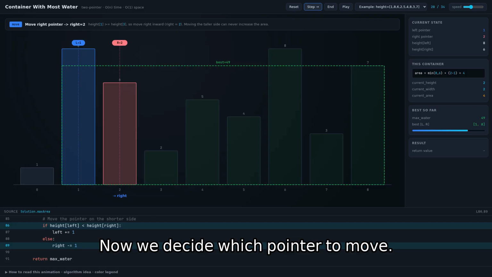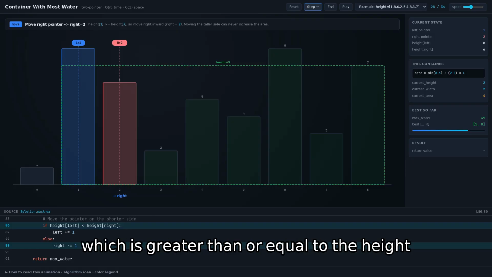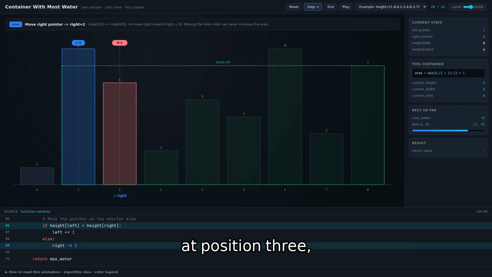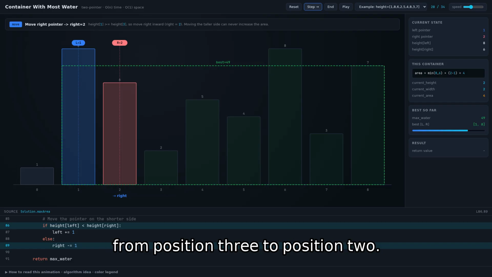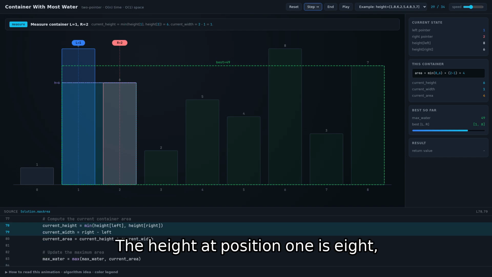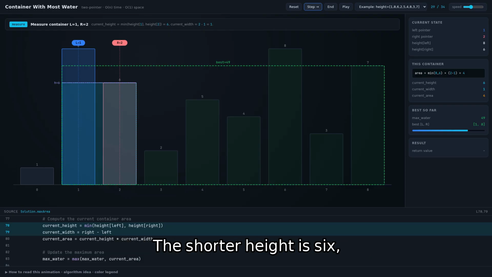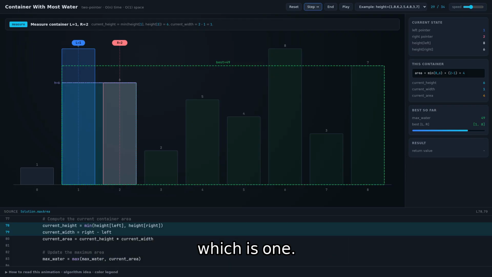Now we decide which pointer to move. The height at position 1 is 8, which is greater than or equal to the height at position 3, 2. So we move the right pointer inward from position 3 to position 2. We measure the new container. The height at position 1 is 8, and the height at position 2 is 6. The shorter height is 6, so the current height is 6. The width is the distance from position 1 to position 2, which is 1.